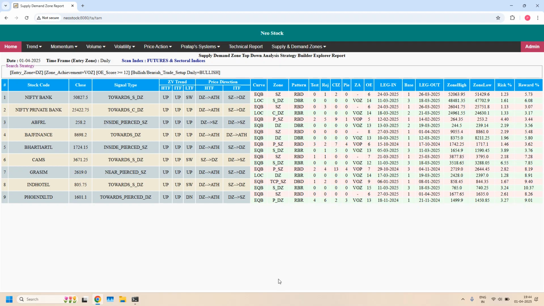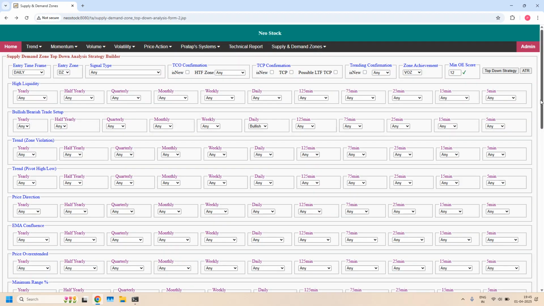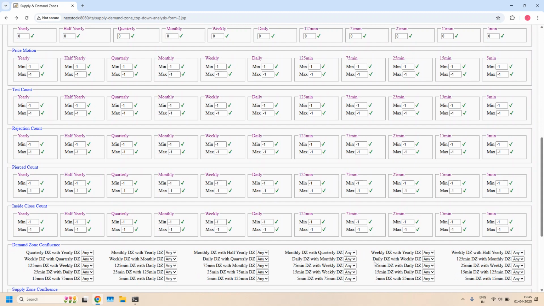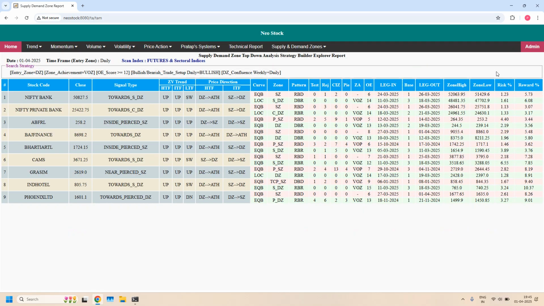Out of these 9 daily demand zones, we can further filter based on high probability trade setup parameters, that is zone confluence. First, let us identify high probability trade setup supported zones based on LTF, ITF demand zone confluence, that is a daily and weekly demand zone confluence. So I enable the filter. With this filter, out of 9 stocks, we got all 9. In all these 9, these daily demand zones overlapped with weekly demand zone.